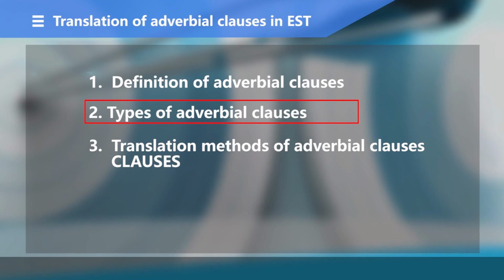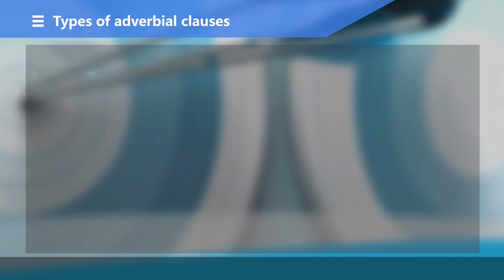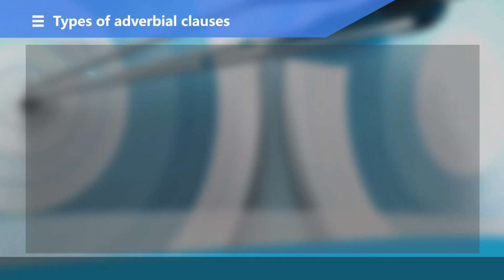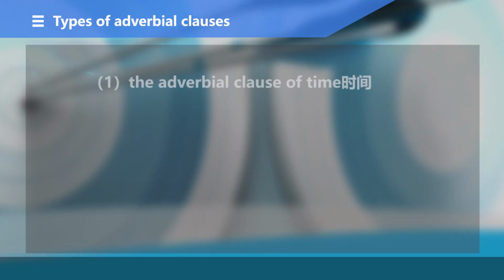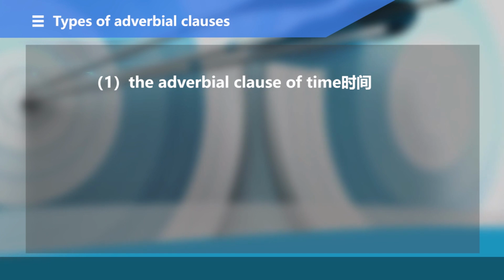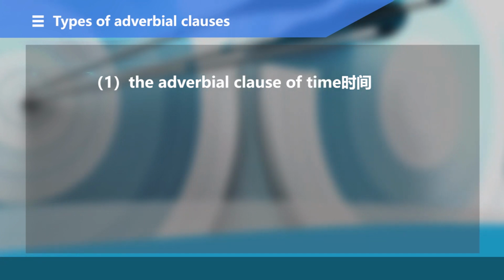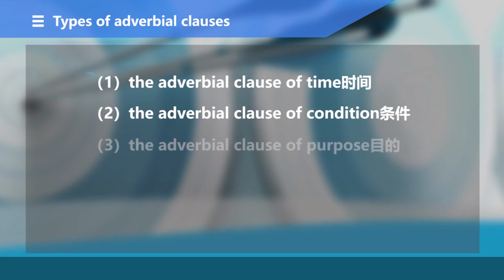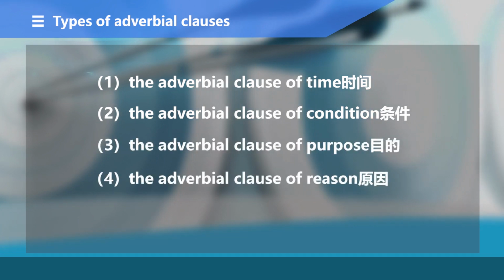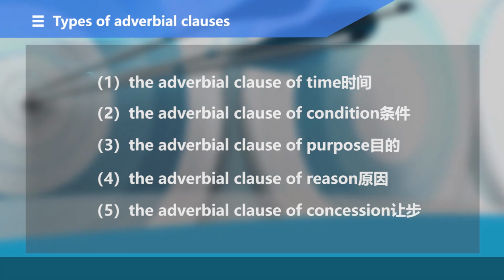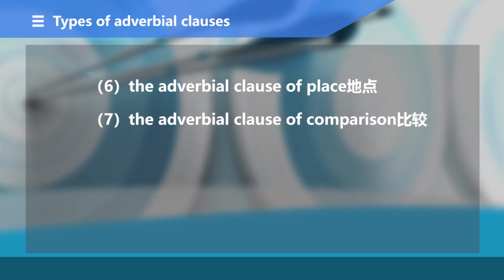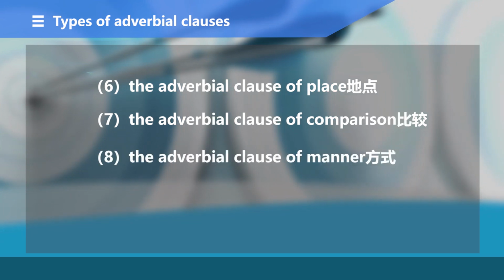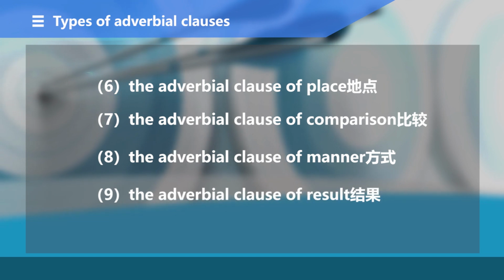Second, let's move on to the types of adverbial clauses. English adverbial clauses can be divided into 9 types on the basis of their different functions. They are the adverbial clause of time, condition, purpose, reason, concession, place, comparison, manner, and result.